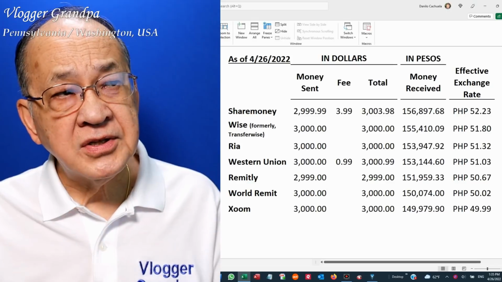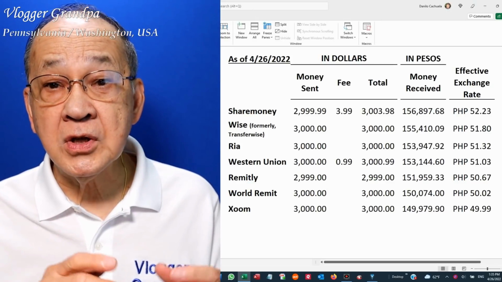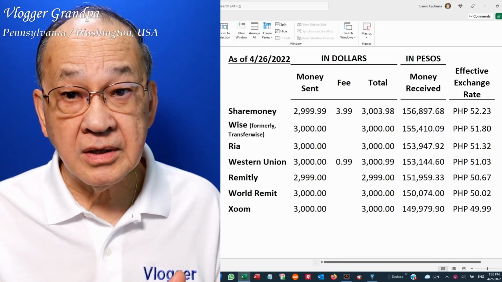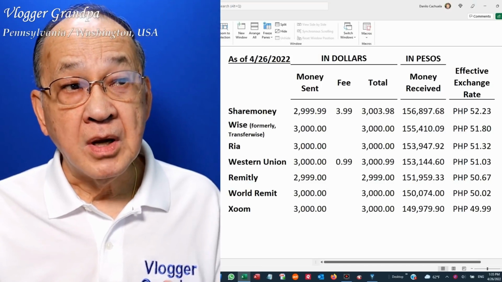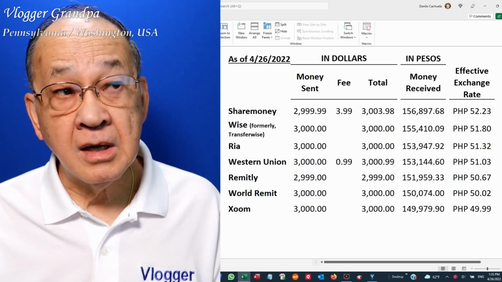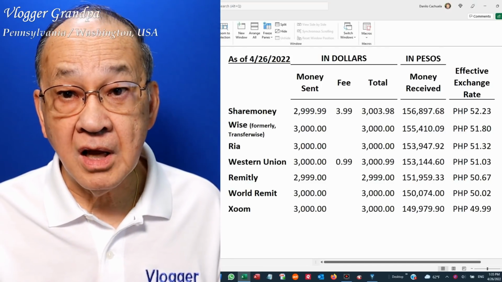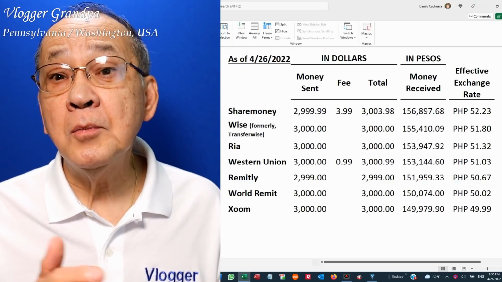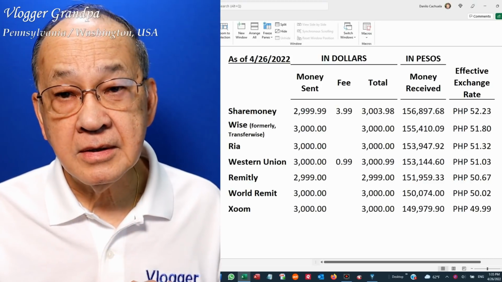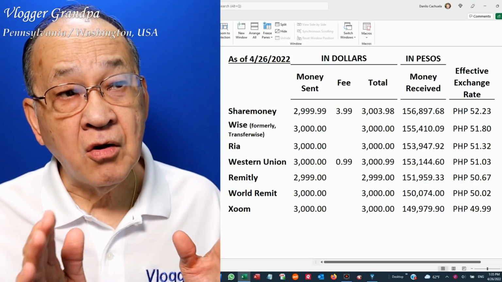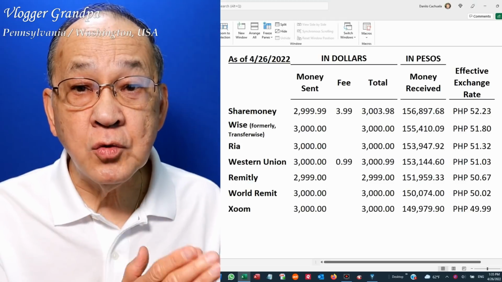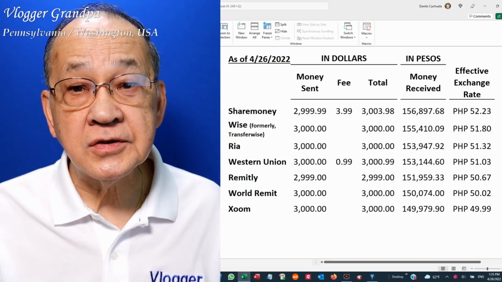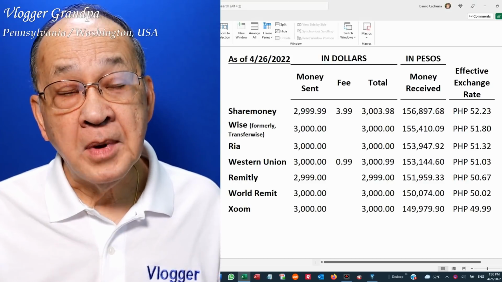Well, if you're convinced, for example, that because you have to do this comparison depending on how much you're sending, because the numbers could be different. If you're only sending $500 or $200, it could be different. Because the fee could be, let's say, $3.99, regardless of whether you're sending $3,000 or $300. For $300 sent, if the fee is $3.99, that'll be much higher. So you have to compare it, and like what I said, all you need to do is say, how much do I have to pay you for me to receive how much money in the Philippines? Then you divide, and you'll be able to do a comparison.